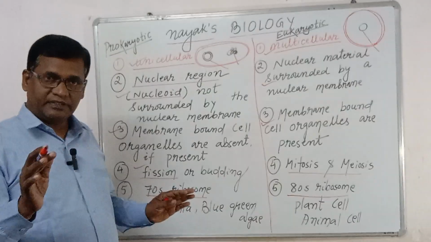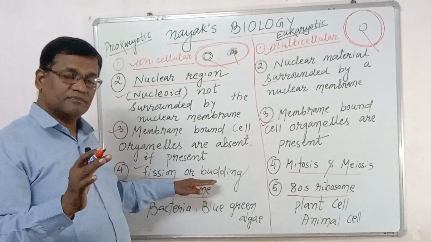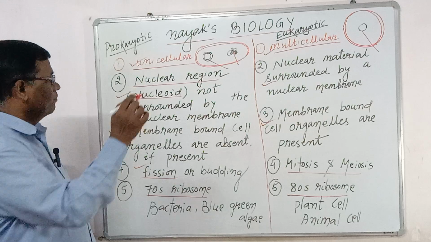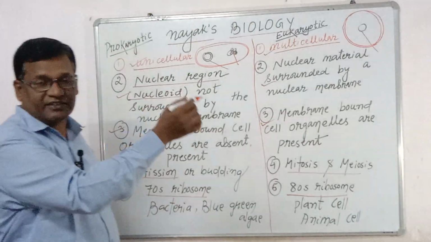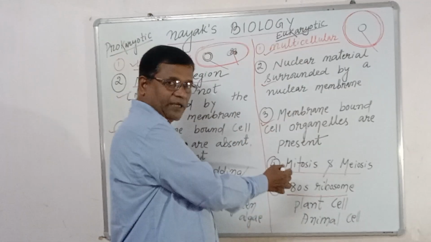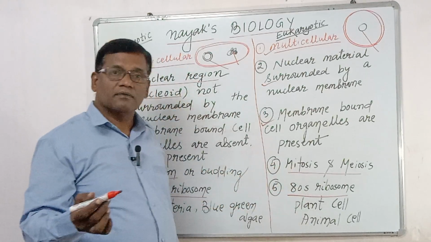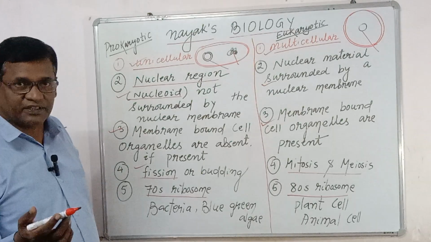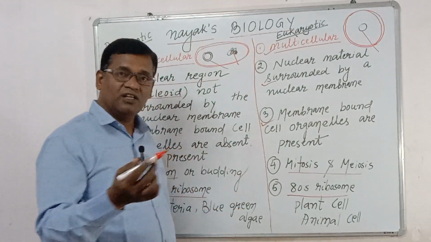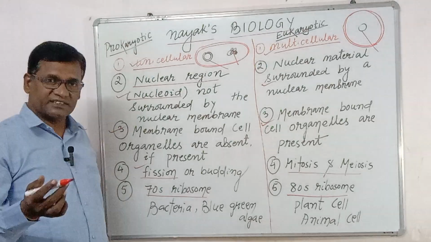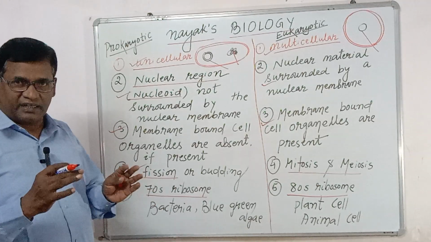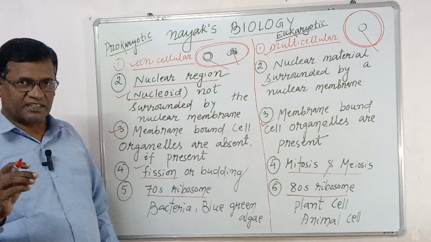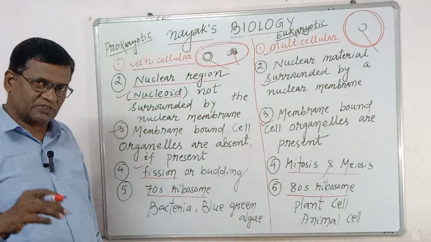They divide by fission, and budding is the simplest way of reproduction found in prokaryotes, whereas mitosis and meiosis are the types of division found in eukaryotes. The 70S ribosome is present in prokaryotes, whereas the 80S ribosome is present in eukaryotes. What is 70S and 80S? 70S is a somewhat simple, not so complex ribosome. 80S means a somewhat more complex ribosome, but both have the same function of protein synthesis.